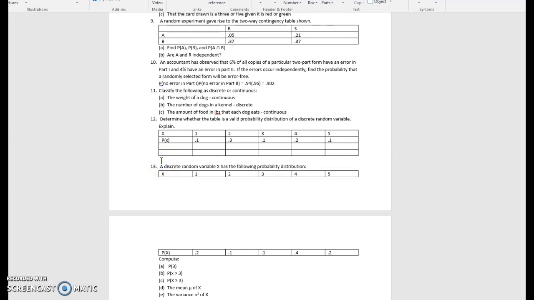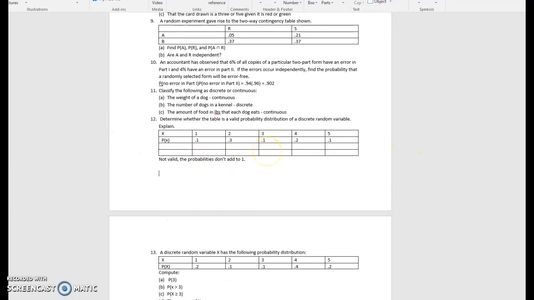So down below it, it's not valid. The probabilities don't add to 1. All right, so now let's look at 13, and I'll just sort of pull this down to the second page.